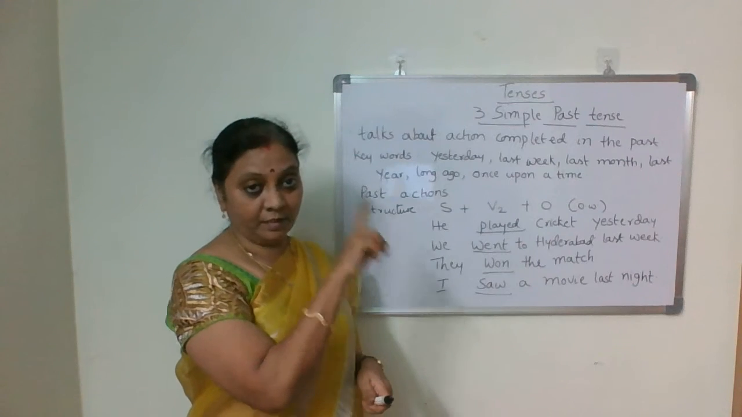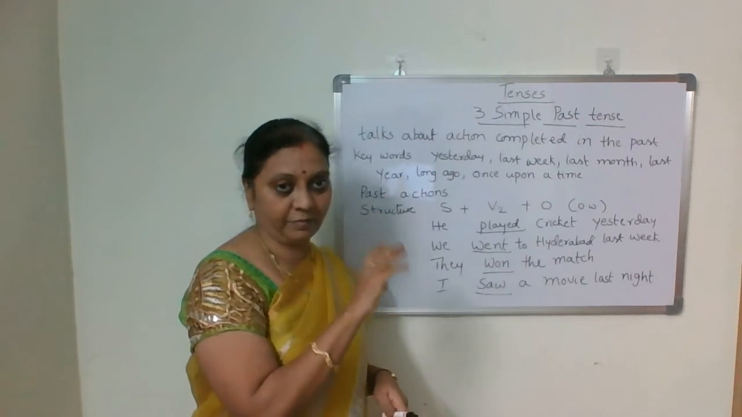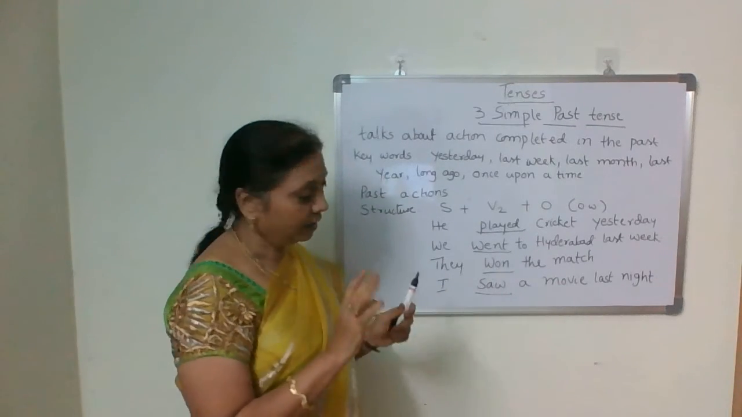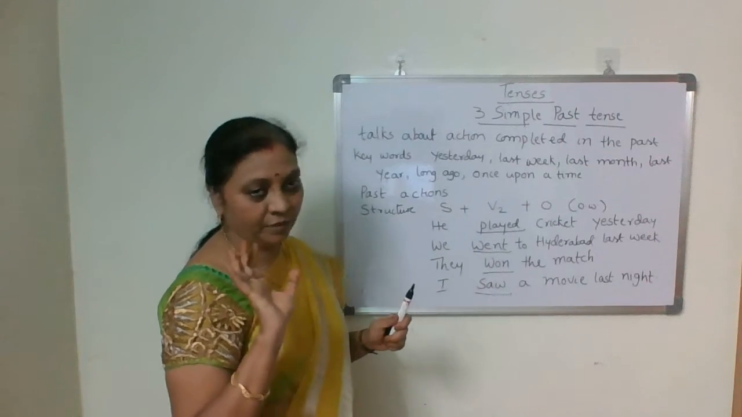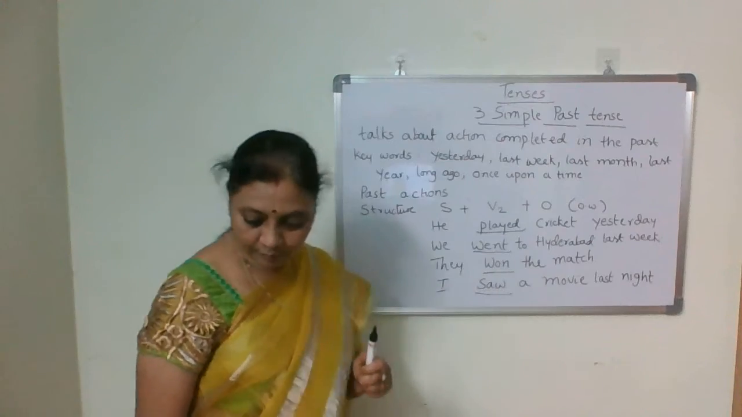Unlike simple present, where there is a difference: in third person singular, you have to add S for some verbs. But here in simple past, there is no such thing. Only the V2 forms we have to take up. That is the thing you have to remember. Next we do.